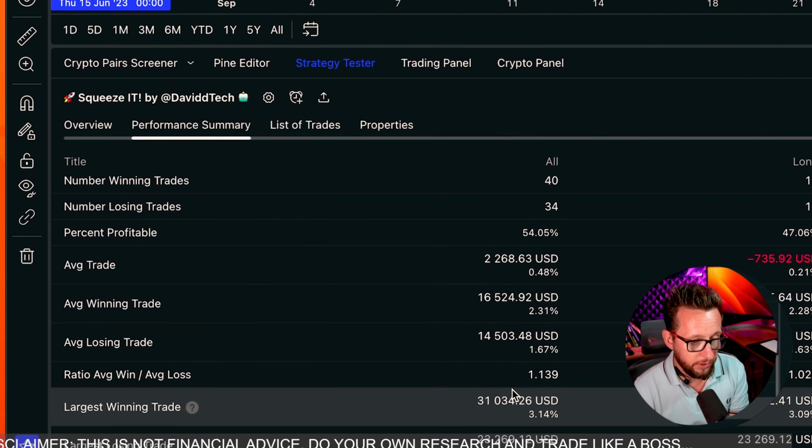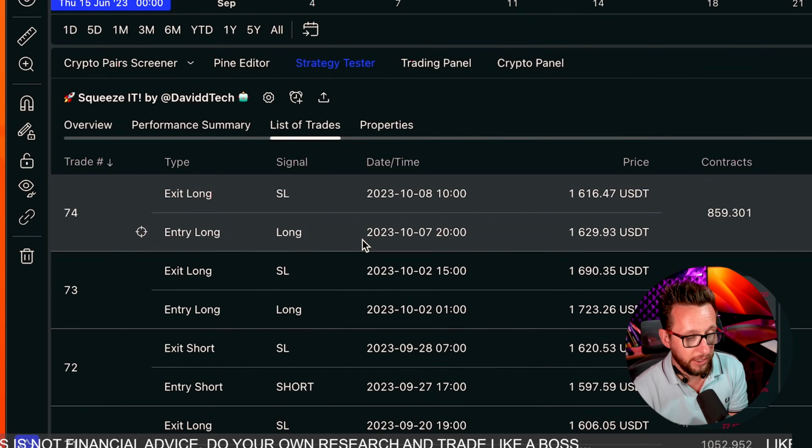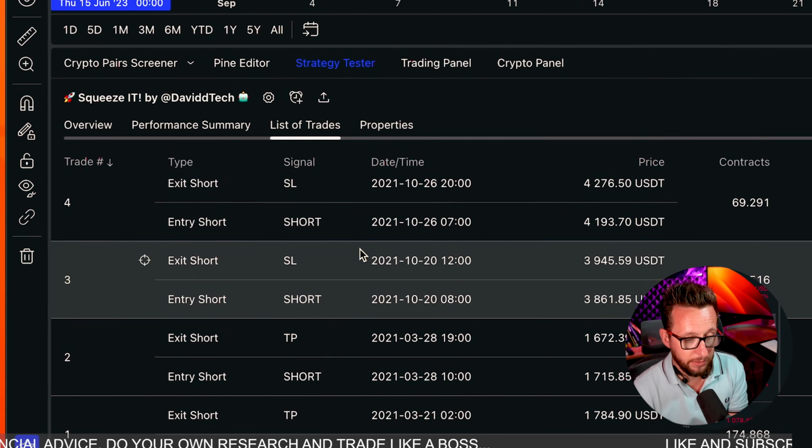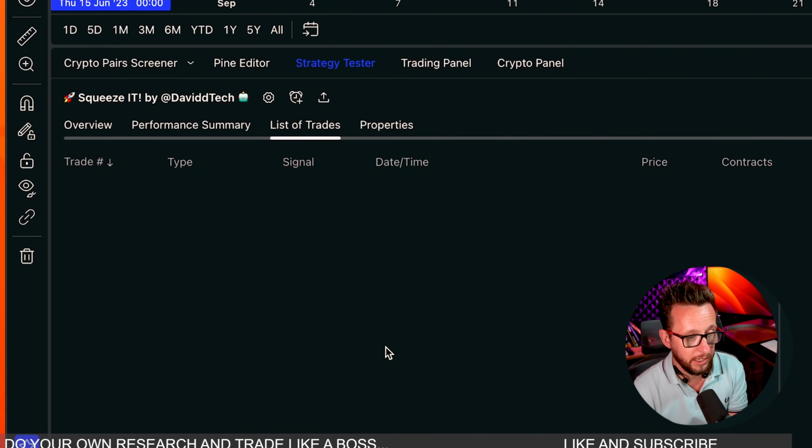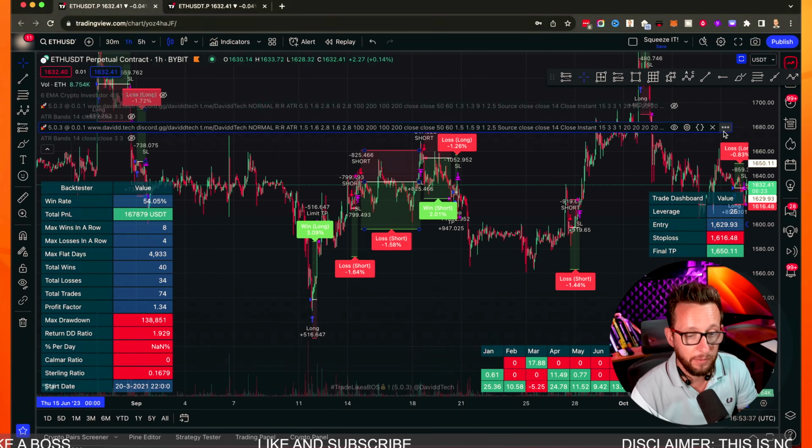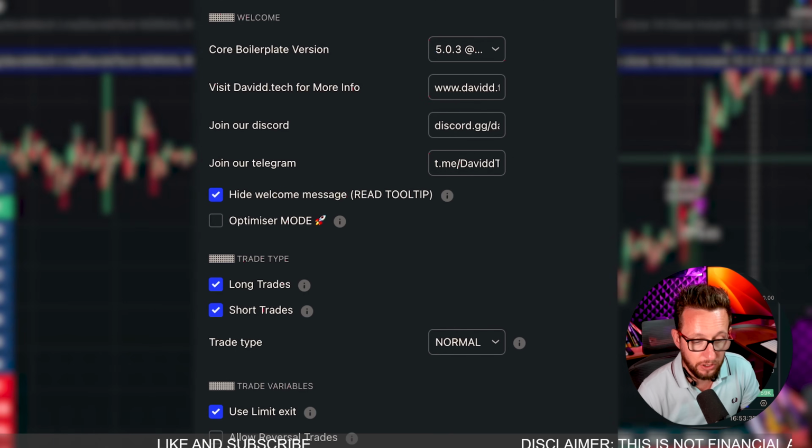And then we have the normal trades. If I go here, we can see that my first trade was all the way back in 2021. So it looks pretty good as a start. I have also added one other indicator here, which allows me to improve the results immensely.